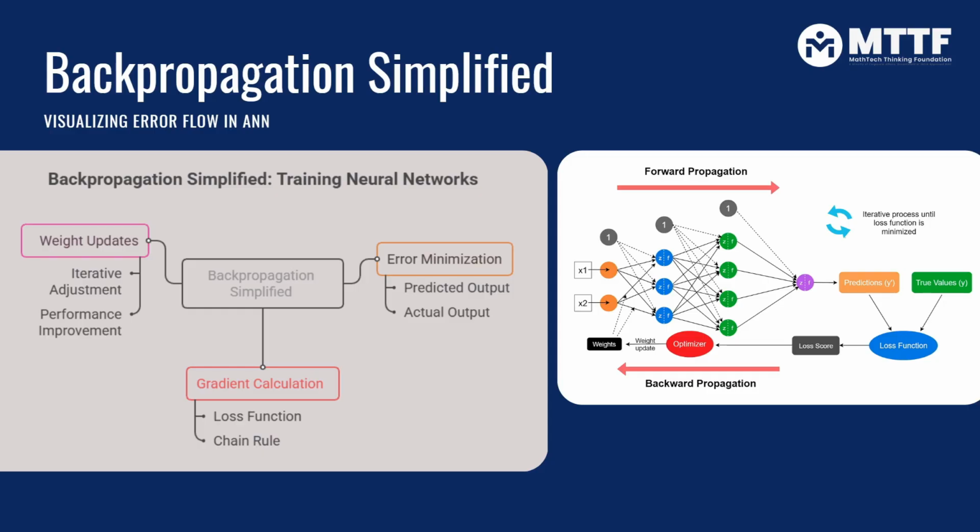These gradients guide weight updates. Each weight is adjusted slightly in the opposite direction of the error through an iterative process. With every iteration, the network reduces its error and improves performance. This cycle of prediction, error measurement, and adjustment continues until the model learns effectively. In simple terms, backpropagation is how a neural network learns from its mistakes.